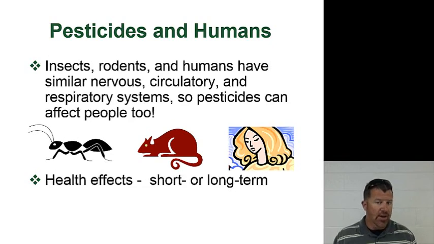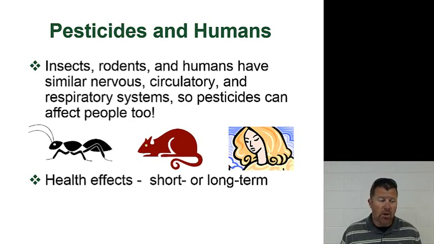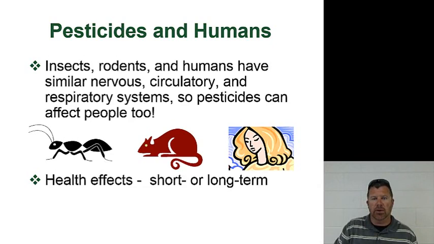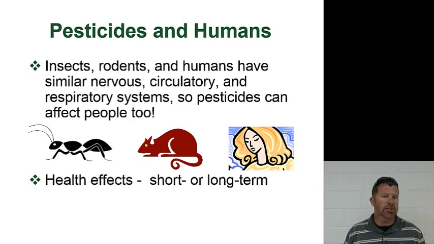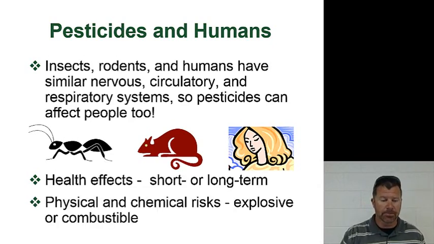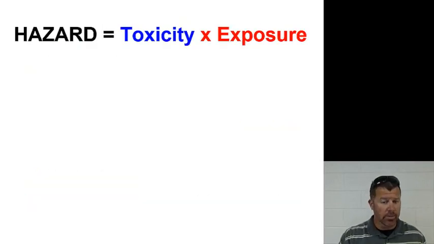Some of the health effects of these pesticides can be short or long term, and you may not even know the effects until later on in life. You might not even be able to pinpoint the time that you put that pesticide out because you're experiencing health effects later on down the road. We also need to understand that some of these pesticides are explosive or combustible, and they have risks associated with them as well.